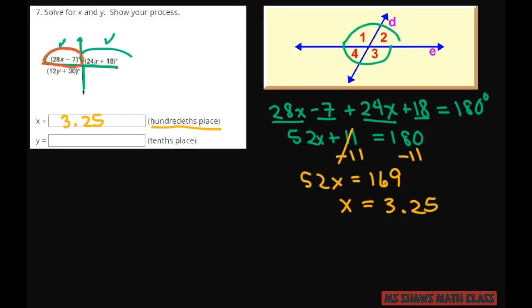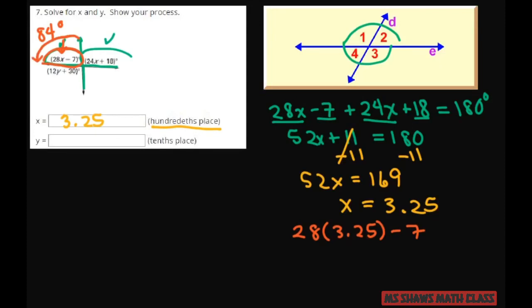Now to solve for y, we'll just go ahead and use the supplementary angles. We're going to plug in our x and substitute x with 3.25 to solve for this angle. So let's substitute that back in: 28 times 3.25 minus 7. So this is going to be 84 degrees, this angle.